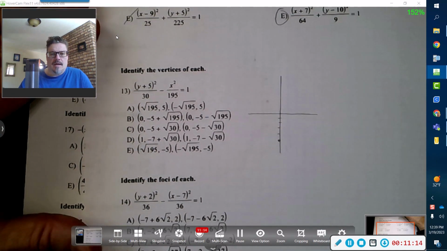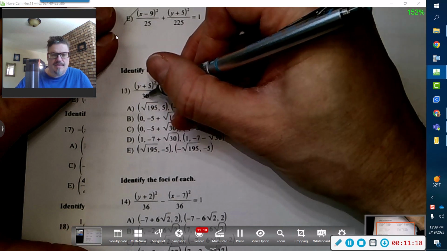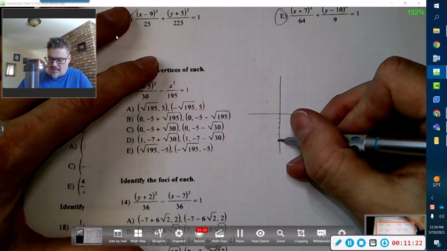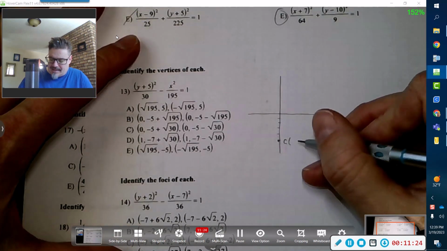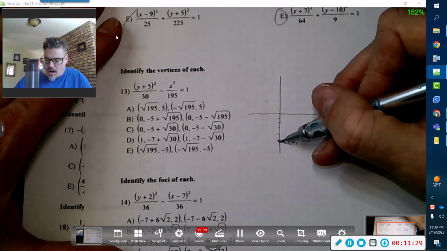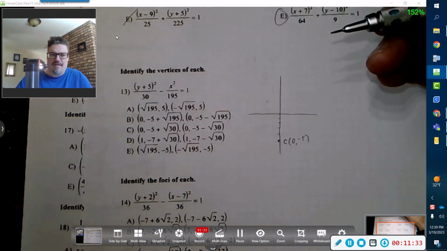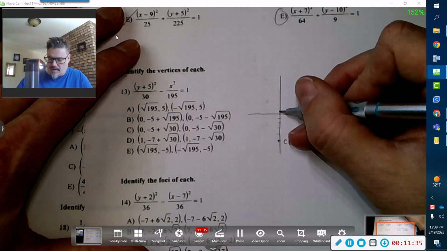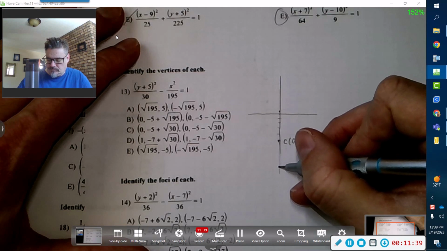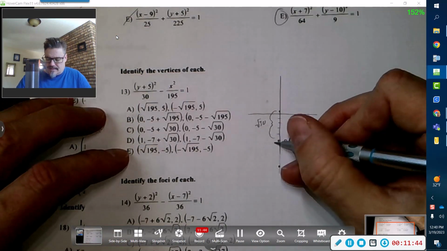And then on the y, we're going to go up this amount, but we need to take the square root. So here is the center at 0, negative 5. And now we're going to go up radical 30. Now that's 5 point something, so we're right about there. And then we're going to go down this way. This distance is radical 30, and so is this.